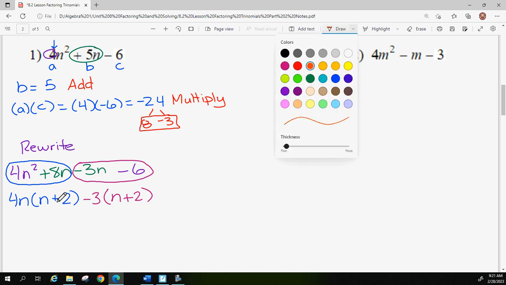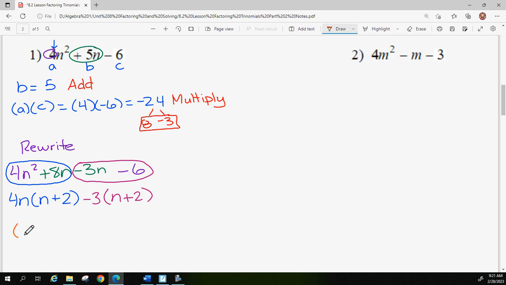You can see that in parentheses for both of these, we have the same thing. N plus 2 is one of our factors of our original expression. The other factor is those two numbers put in parentheses, 4n minus 3. And that's how we can factor a trinomial when the first number is not 1. Let me do another one.